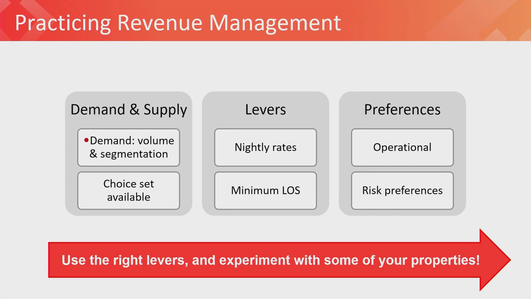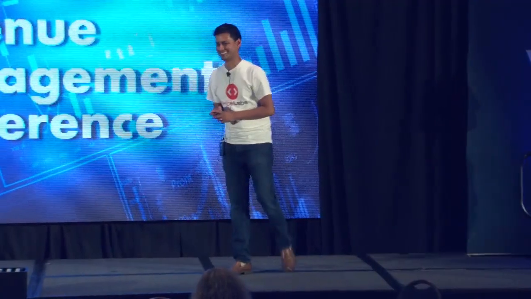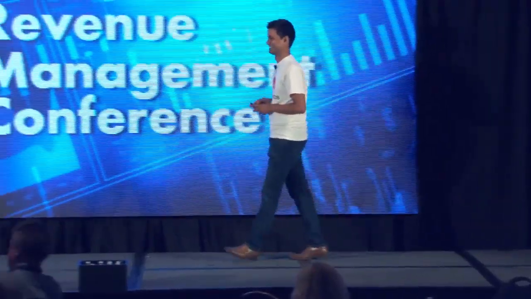So try to find properties where you can do some experiments in pulling all these different levers, after you've fully understood what needs to be done by looking at your data and understanding which levers need to be pulled. And with that, it now says 4:35, so I think we have 5 minutes for questions. Thank you very much.